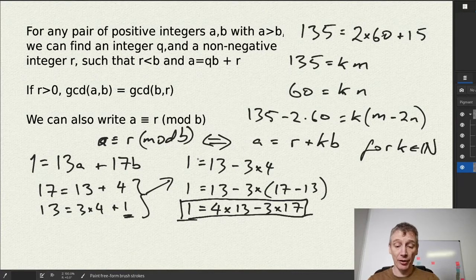And we can calculate whether this is true. 4 times 13 is 52. 3 times 17 is 51. We're golden.